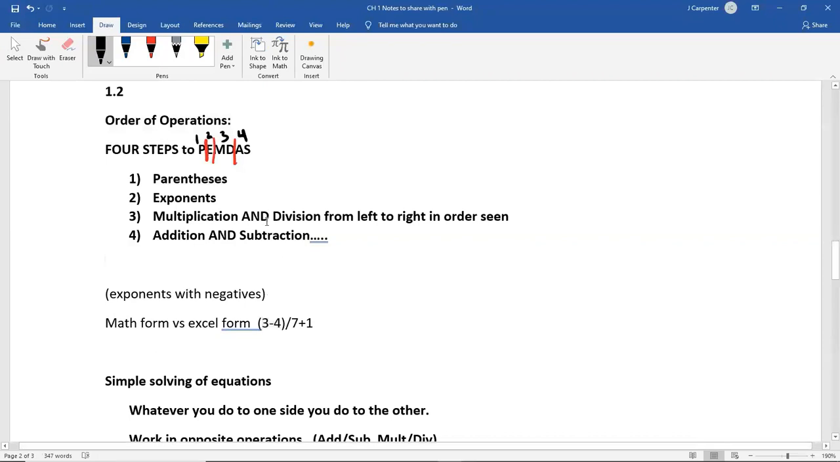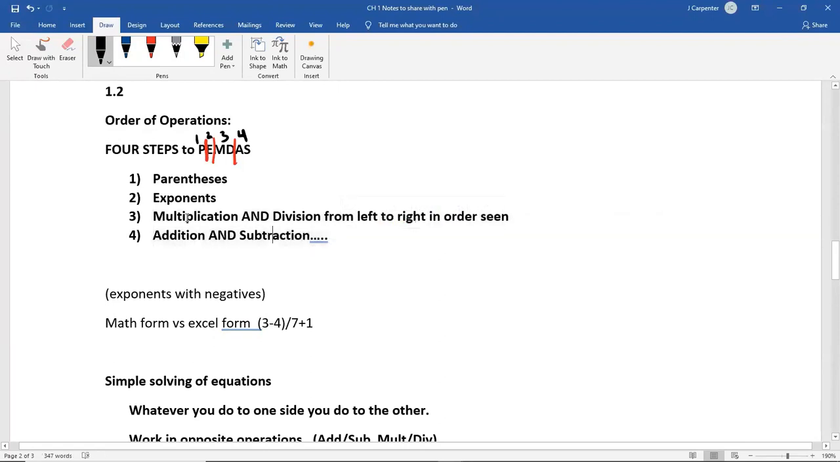So, addition and subtraction, same thing. If I saw a subtraction, then an addition, I would do them in that order. So multiplication and division are opposite sides of a coin. They are the same step. Addition and subtraction are opposite sides of a coin. They are the same step.